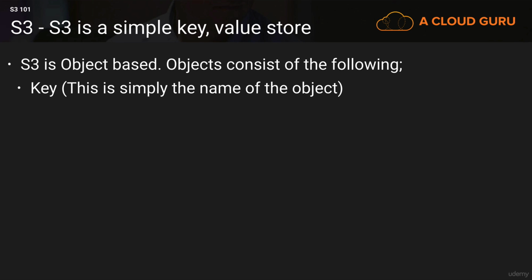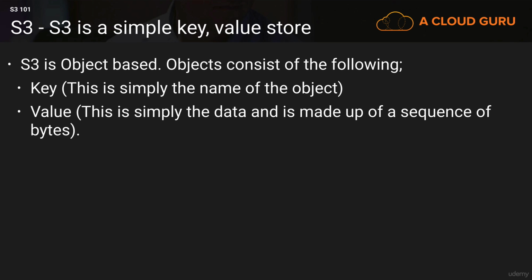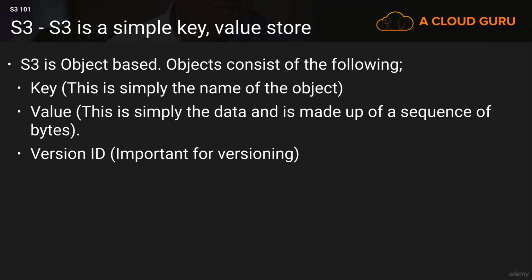So if you do have file names that are very, very similar, you might want to consider just adding some randomness to the beginning of the file names. And then we have the value, and this is literally the data, and it's made up of a sequence of bytes. So the value is the data of the object that you're storing.